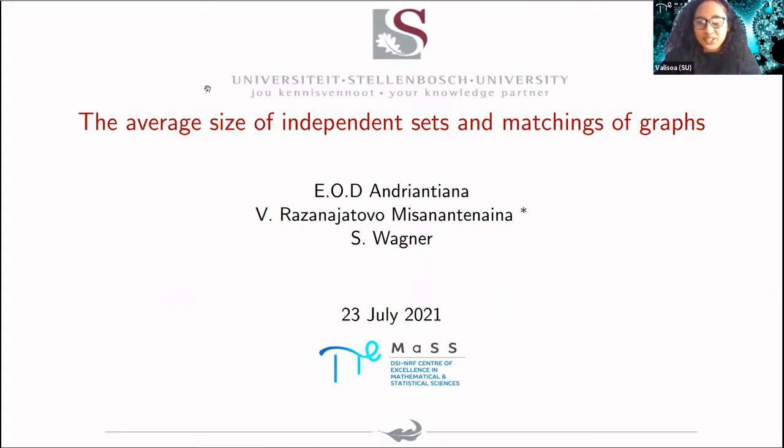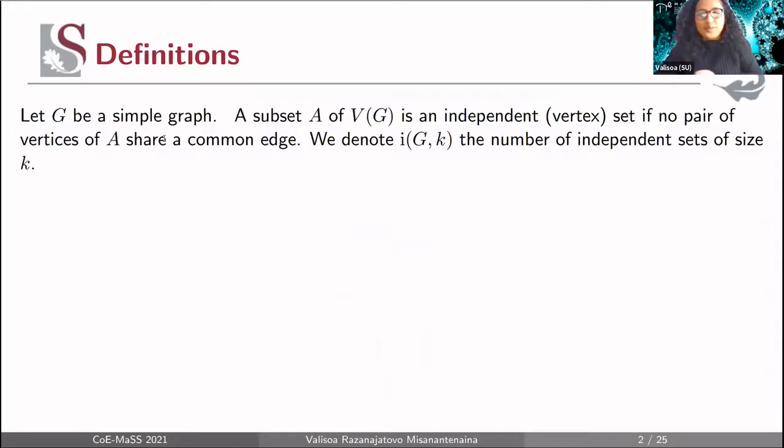The main motivation of this work was an article of Jamieson in 1983 when he characterized the average order of subtrees. And we were interested in looking at the average size of matchings and independent sets. So instead of subtrees, we considered matchings and independent sets. So let's start with some definitions.